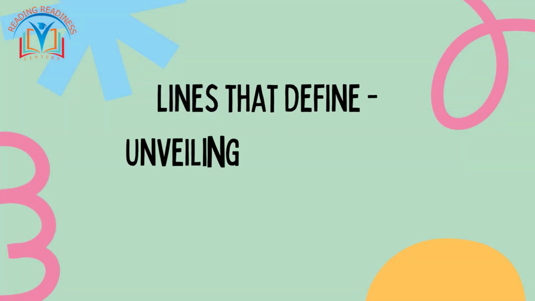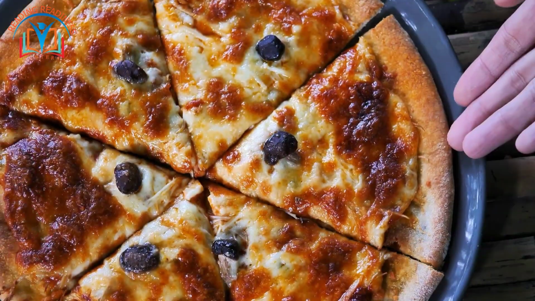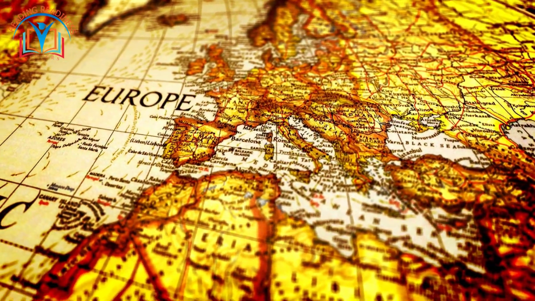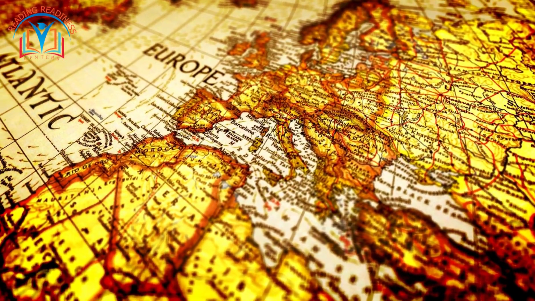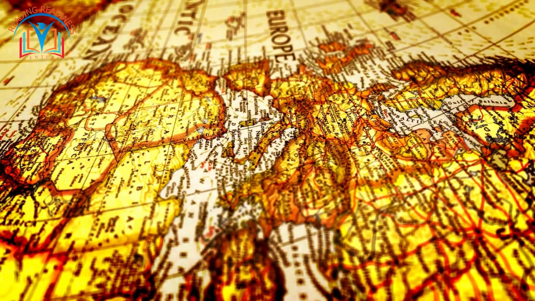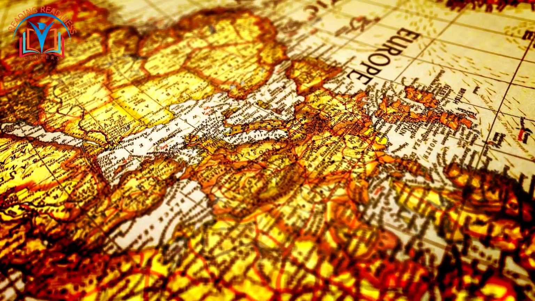Lines that define: unveiling the mysteries of borders. Now, imagine dividing a delicious pizza. Borders are like those lines, separating countries on a map. These lines can be natural, like mighty rivers or towering mountains, or artificial, drawn straight across the land. Types of borders.